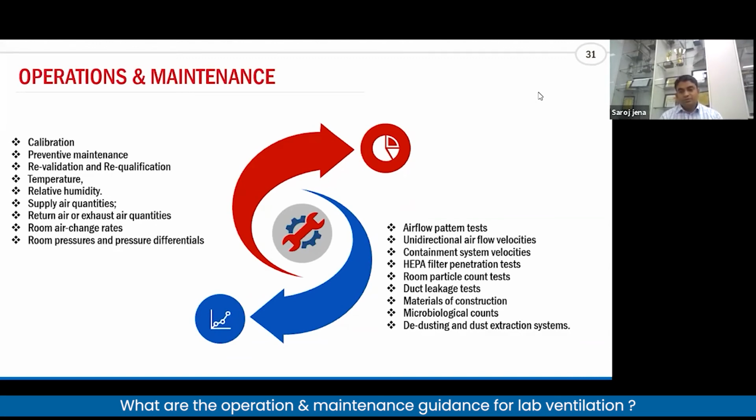And proper dedusting and dust extraction system. So these are all key preventive maintenance steps that need to be followed during routine operation and maintenance. This is very critical to maintain when you work in a state-of-the-art lab. These things should be working to keep the lab state of the art.